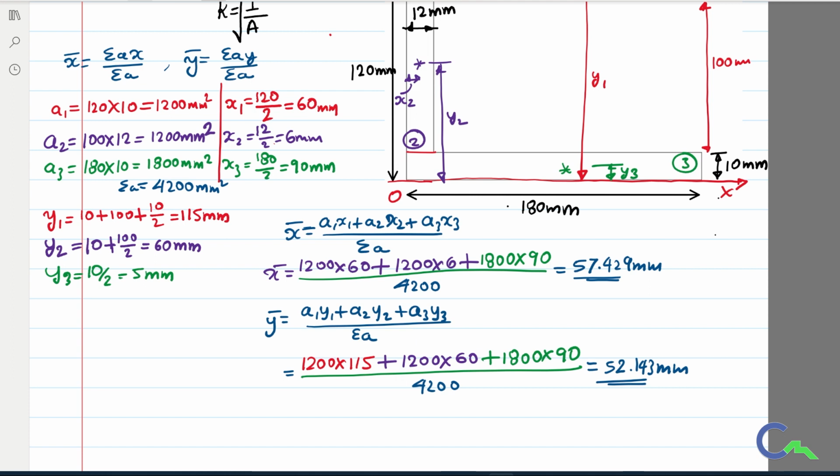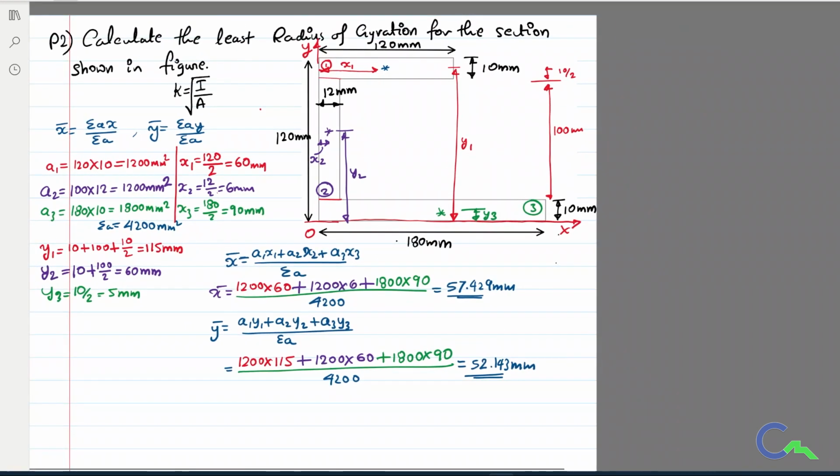The main thing: in the previous problem, the given figure was symmetric about the y axis, so we calculated only the y bar value. But in this case it is not symmetric about the x-axis as well as the y-axis. So I calculated both values, x bar as well as y bar.